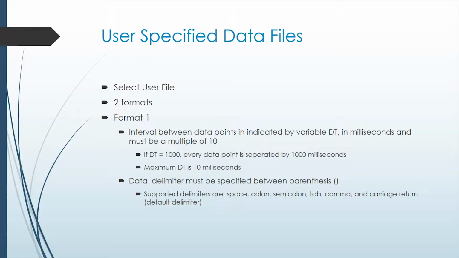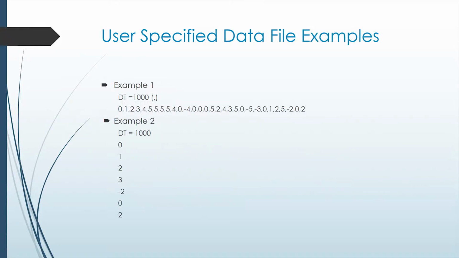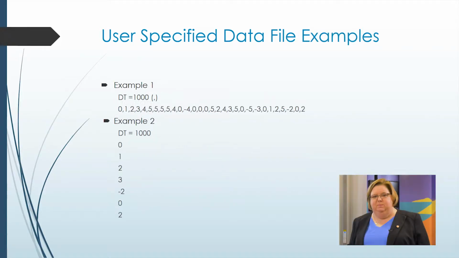The maximum dt is 10 milliseconds. You have a data delimiter that has to be specified between parentheses. This is an example of the user-specified data files. And so example 1, you have the dt equals 1,000, the delimiter being a comma, and then it gives the position of the motors. The second way is just to list them in a line, so in a column. And again, this indicates the position of the motors.